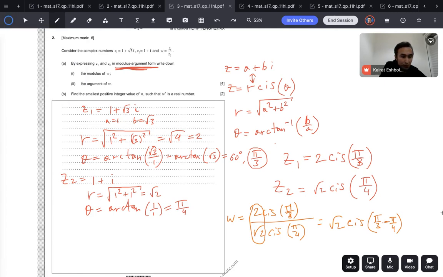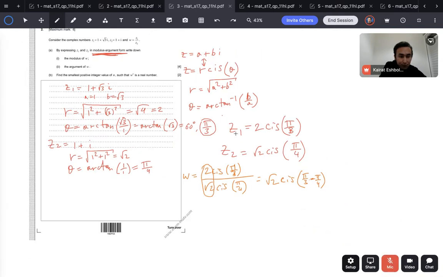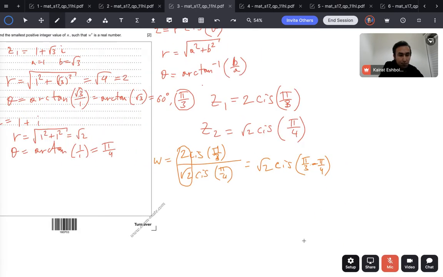So therefore, now what we're going to do is, it's going to be root 2 cis of pi over 3 minus pi over 4. I'm just going to save time here. You would need to make a common denominator: multiply this by 4, the top and the bottom, and this by 3, the top and the bottom. Then subtract them using the common denominators, and it's going to be pi over 12.